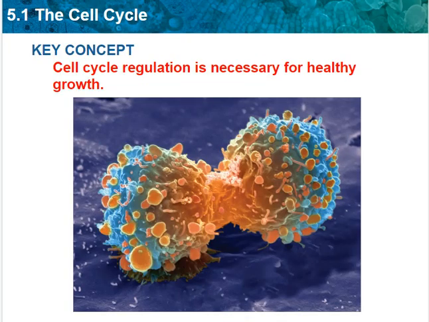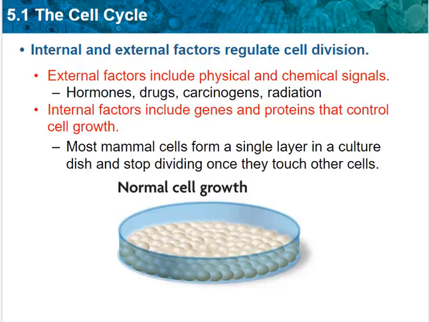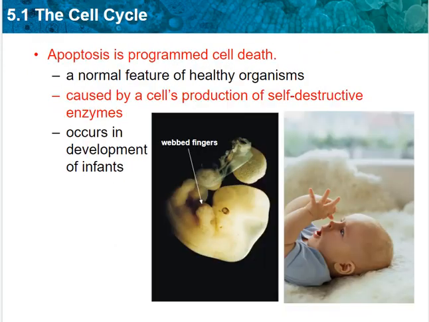It's important for cells to regulate their growth. Otherwise, we have some issues in an organism or body. There are several things that can cause different problems, but external factors such as drugs, carcinogens, and radiation can cause the cells to divide either too slowly or too quickly. Internal factors like genes and protein control can cause cells to also grow at wrong or different rates.